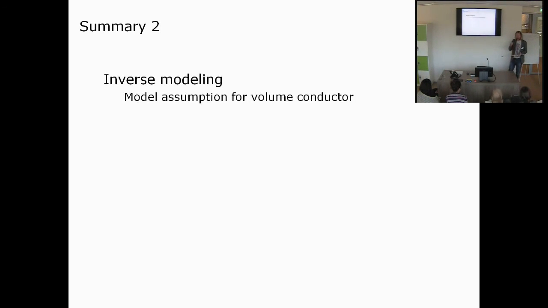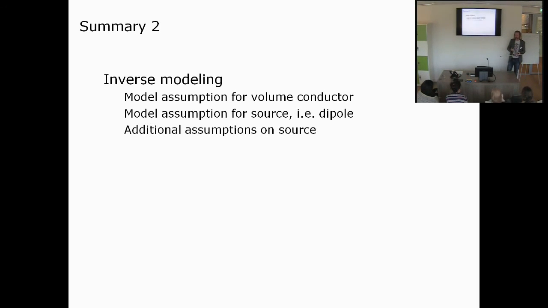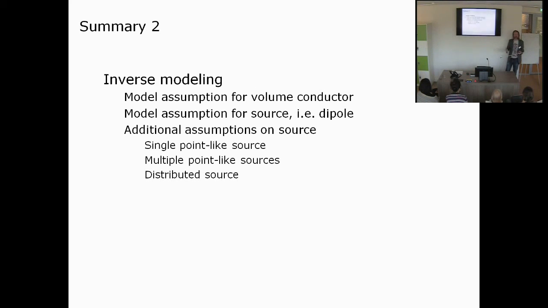In inverse modeling, we make model assumptions for the volume conductor. We make model assumptions for the sources, and typically we would say, well, the source can be described using an equivalent current dipole. And then we make additional assumptions on the source. For example, we say, well, there's only a single source, or there's only a few sources, but not too many of them. Or we say, well, there's activity everywhere, I already know where it is, it's in gray matter, and the only thing that I care about is estimating its strength.